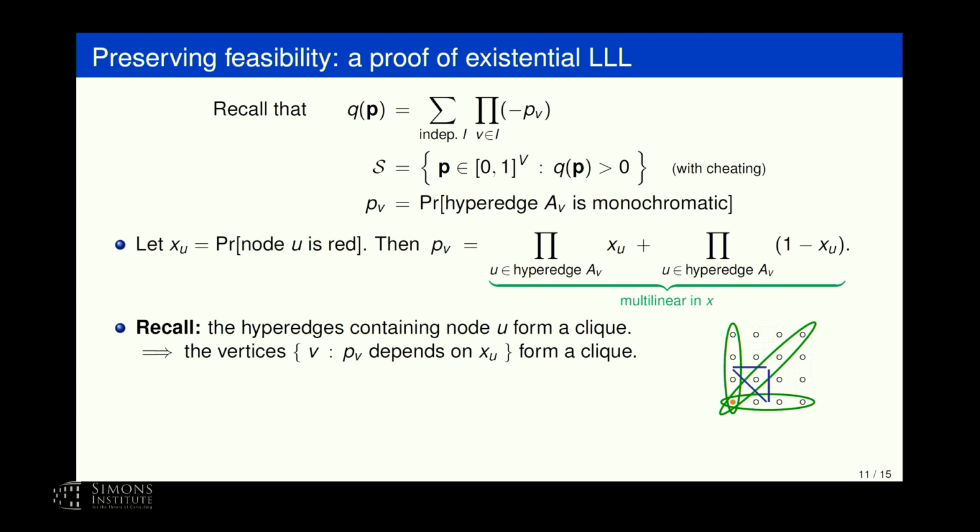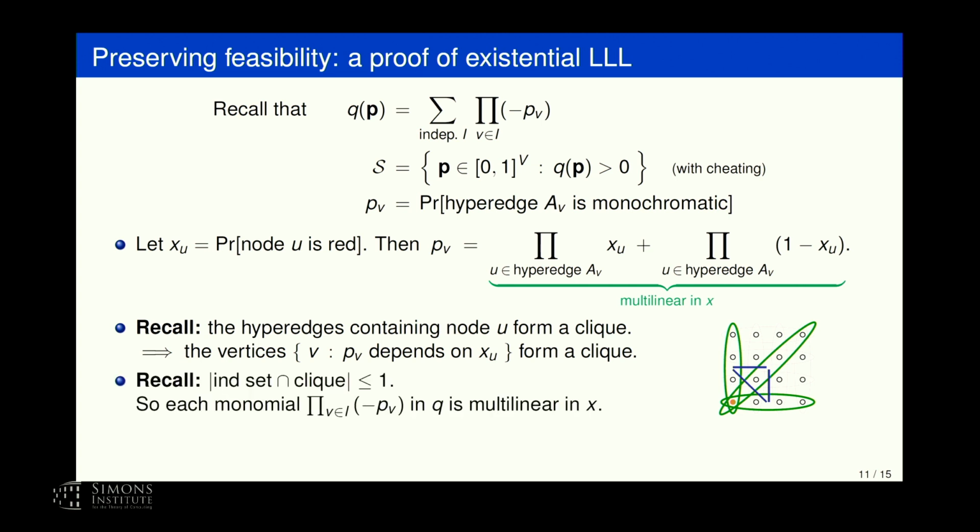Now, remember that observation I asked you to remember earlier? Let's go to that. We said that the hyperedges containing a particular node u form a clique. And so that means that the vertices v for which this P_v polynomial depends on a particular x_u variable, those vertices of the dependency graph form a clique. Now, as Mika used in his talk yesterday, this useful fact that independent sets and cliques intersect in at most one vertex.